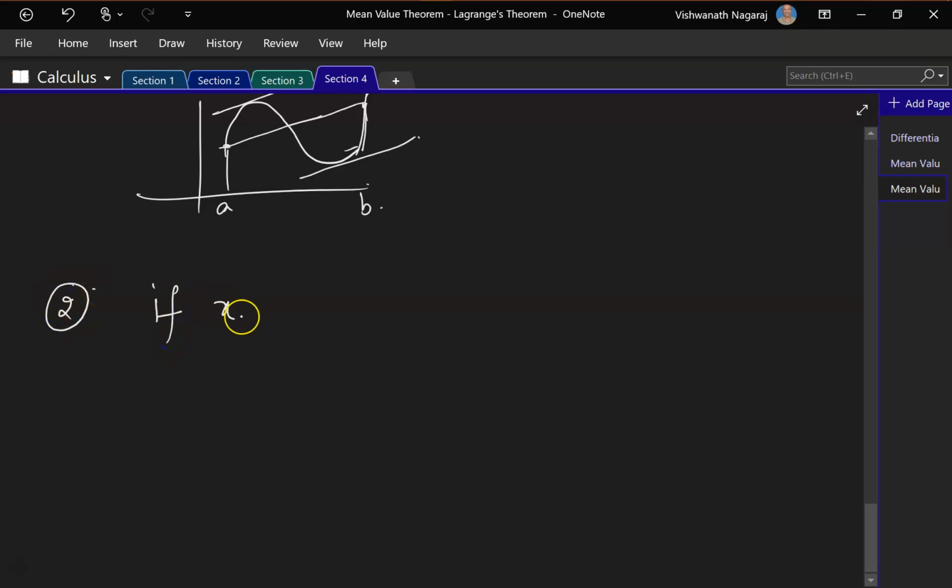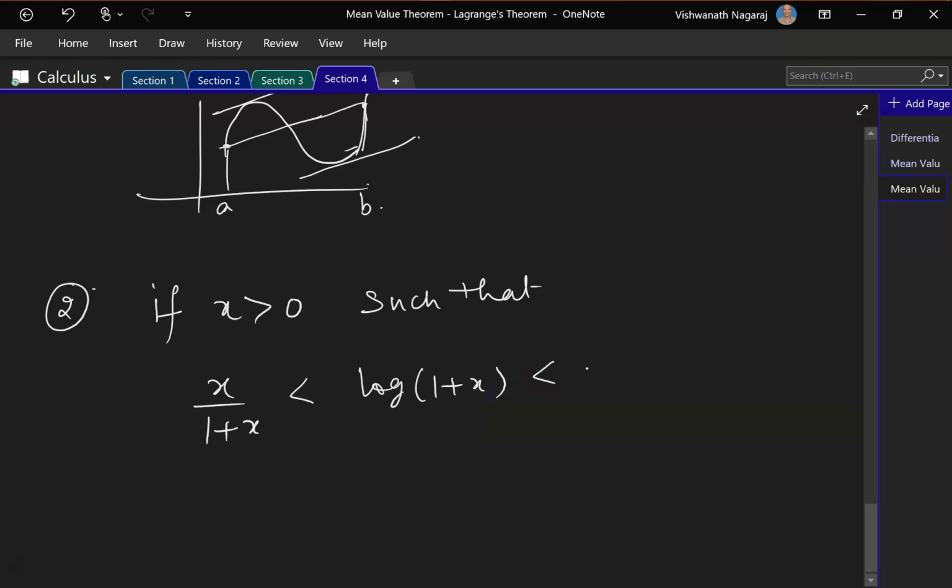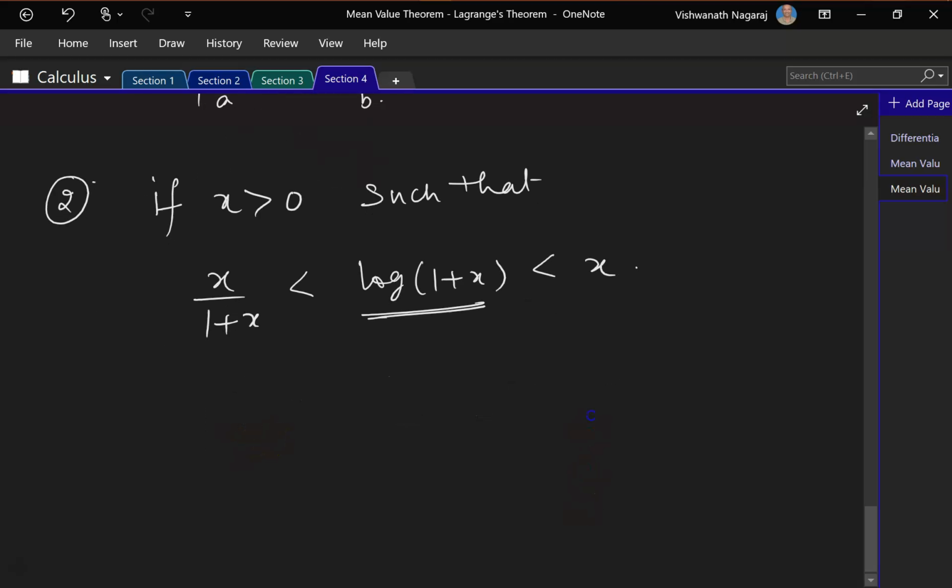Now, if x is greater than 0 such that x by 1 plus x is less than log of 1 plus x, which is in turn less than x. So in other words, if x is greater than 0, we have to show that the log of 1 plus x is between x by 1 plus x and x. Okay, so f of x is what? Log. We are taking this part now.